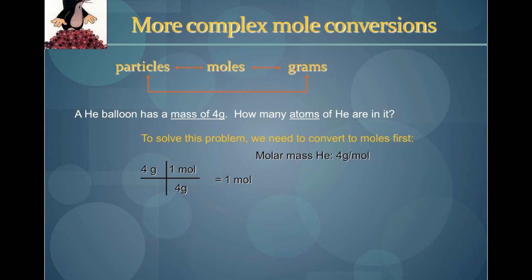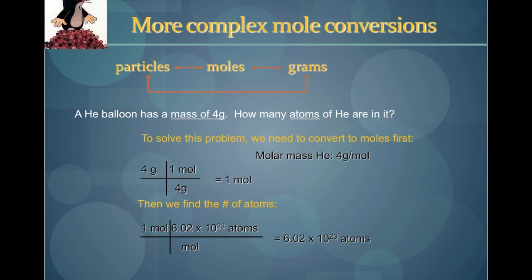Now, once we have moles, then we can figure out how many atoms there are. So it's 1 mole, and then we use Avogadro's number, 6.02 times 10 to the 23rd atoms per mole. That means we have 6.02 times 10 to the 23rd atoms. So again, we use the moles as the conversion. If we look at 4 grams and we don't know the molar mass, we can't figure this out. So we have to convert to moles first.